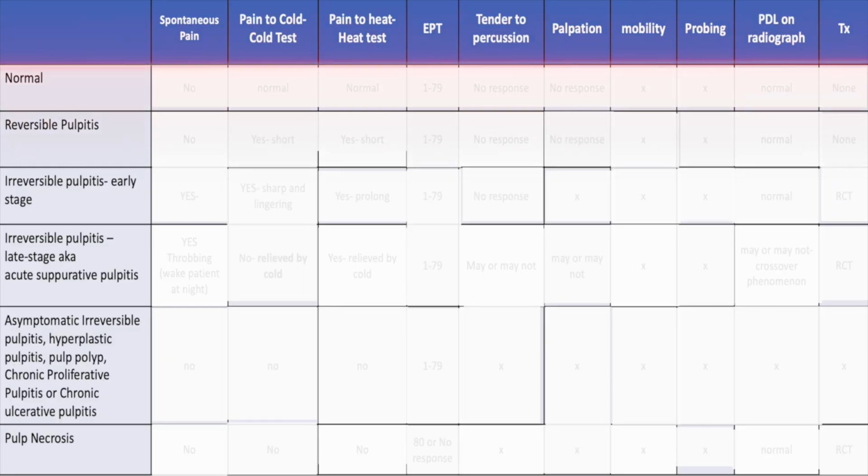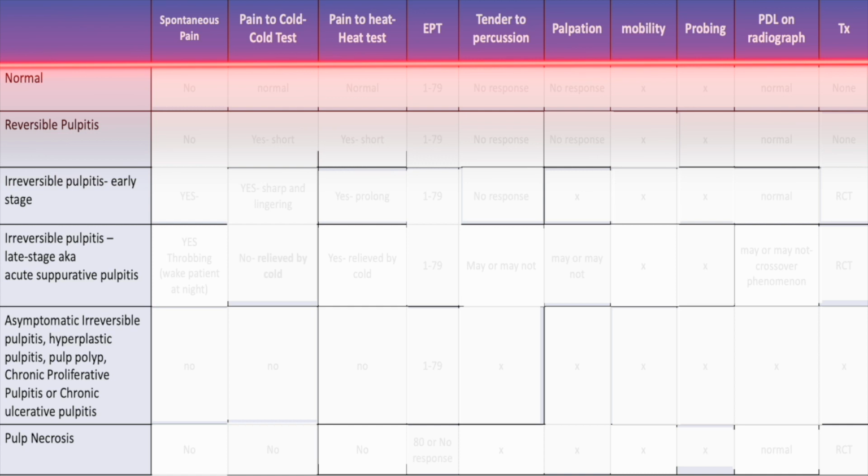What are some of the things that we are going to compare all these different classifications of pulpal status on? So we will try to compare them on spontaneous pain, pain to cold, which is going to be our old school cold test, pain to heat, which is going to be our heat test, EPT, what is the EPT reading they give, tenderness to percussion, palpation, mobility, probing, which are our periodontal tests, and PDL on the radiograph.